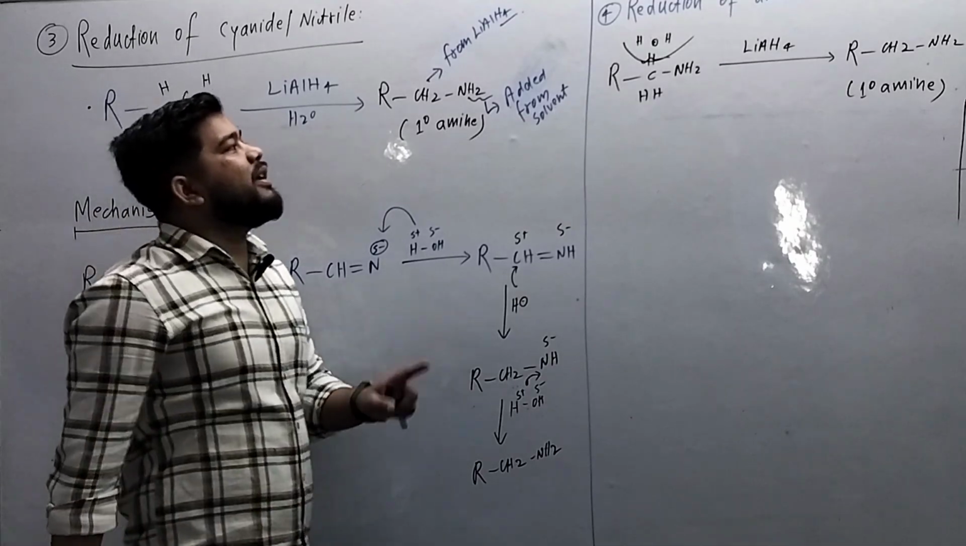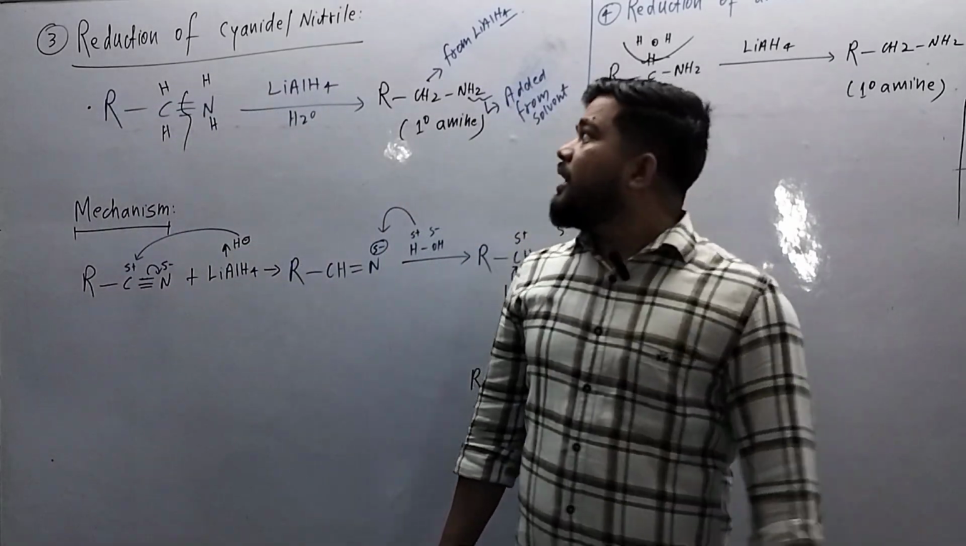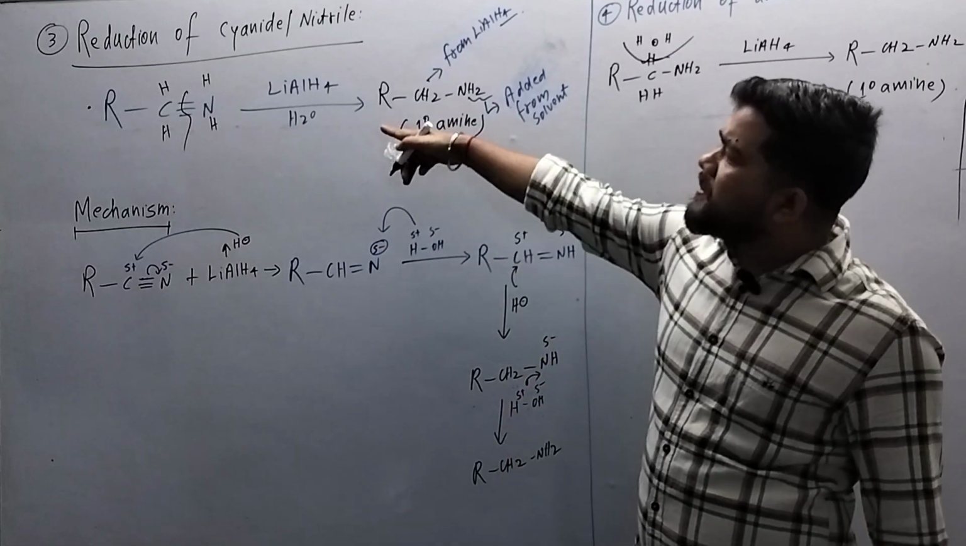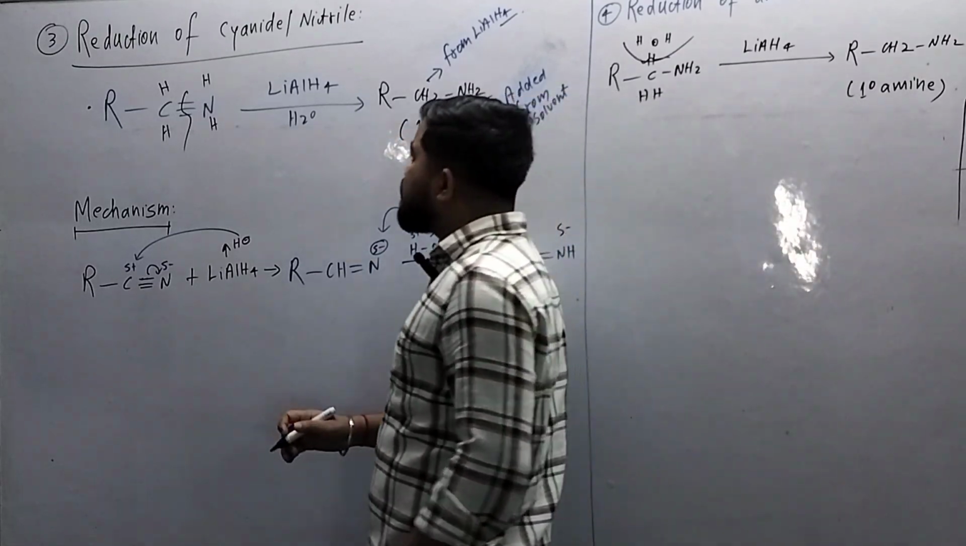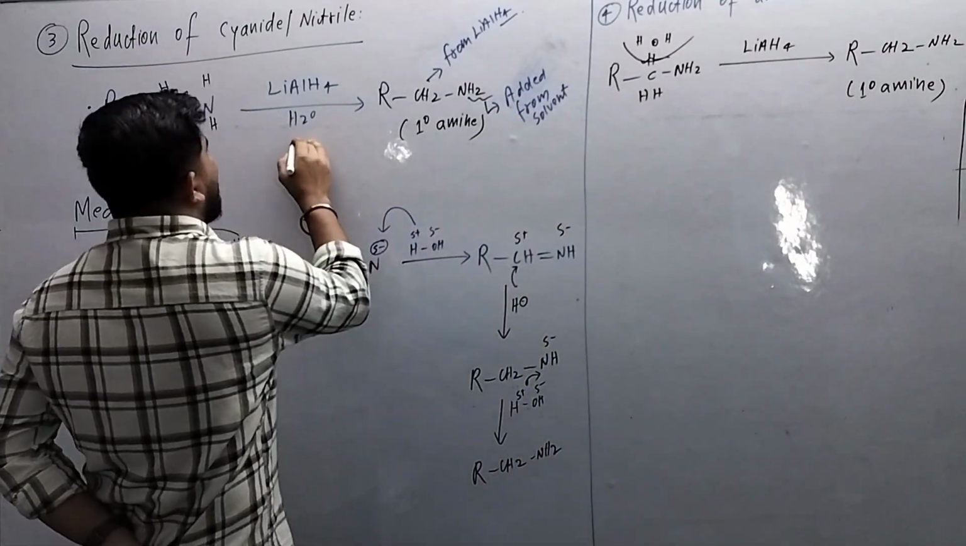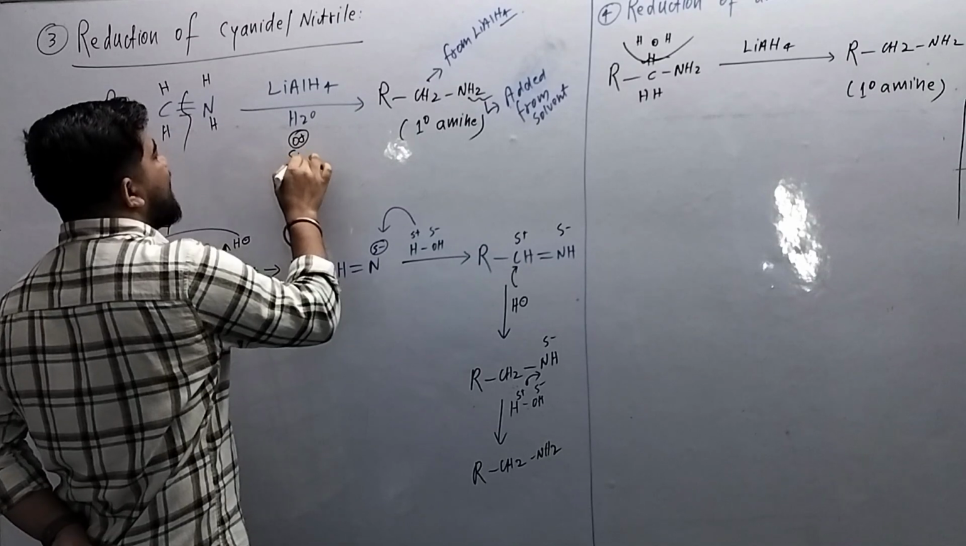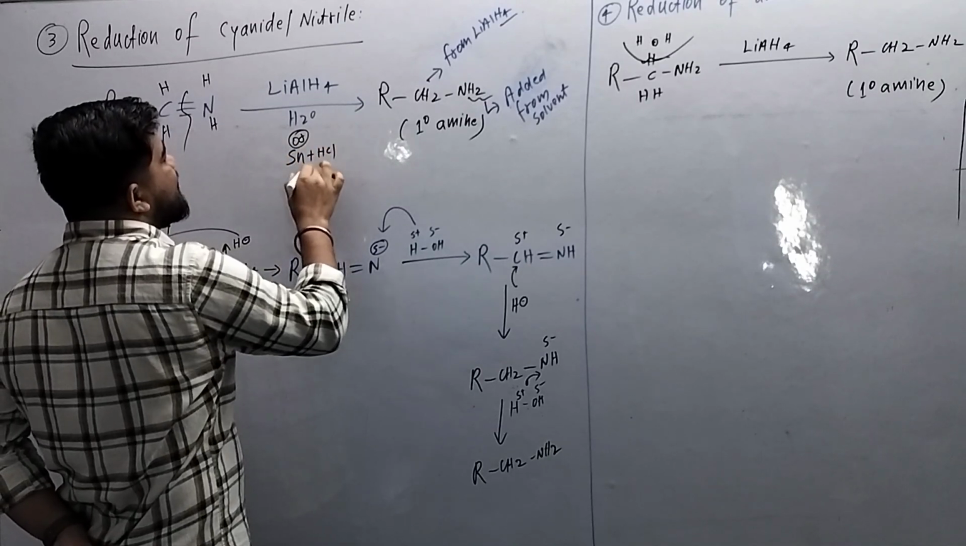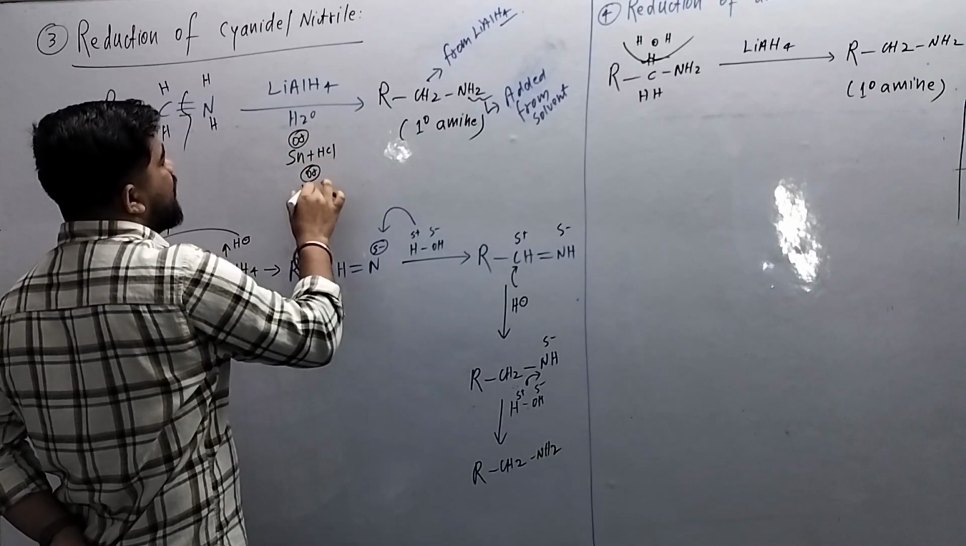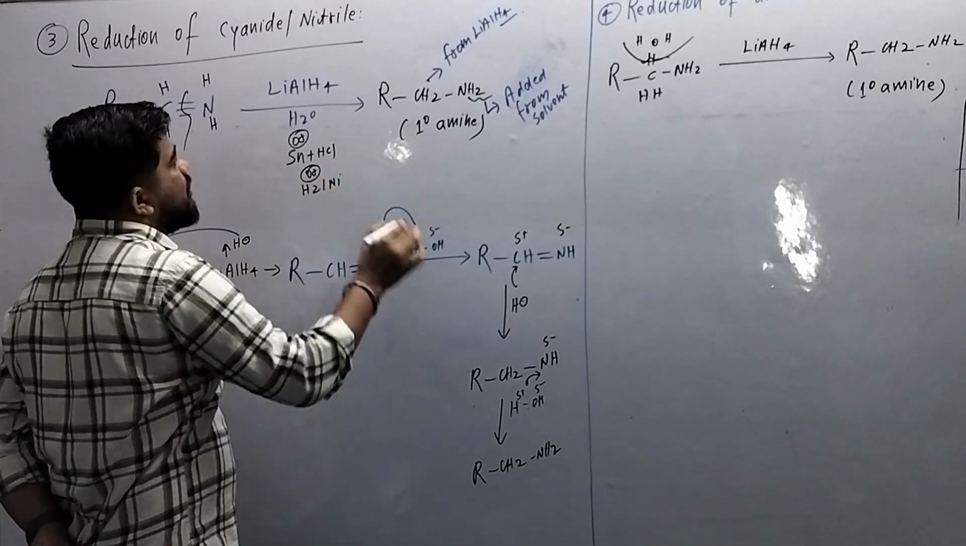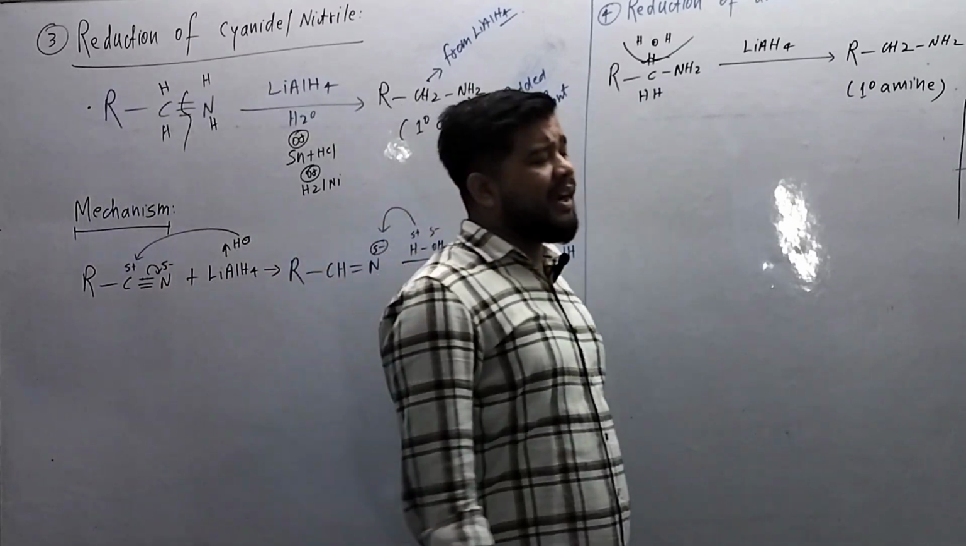In the reduction of cyanide or nitrile, you can also take Sn plus HCl or H2/Ni. Here sodium borohydride is not used.